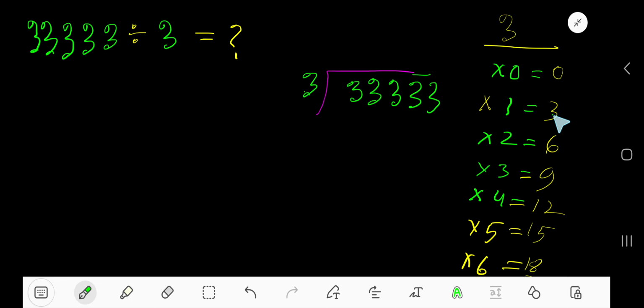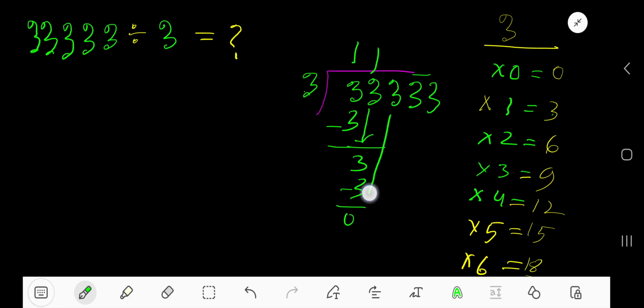3 goes into 3 how many times? 1 time. 1 times 3, 3. Subtract, 0. Bring down this 3. 0, 3 means 3. 3 goes into this 3 again 1 time. 1 time 3, 3.